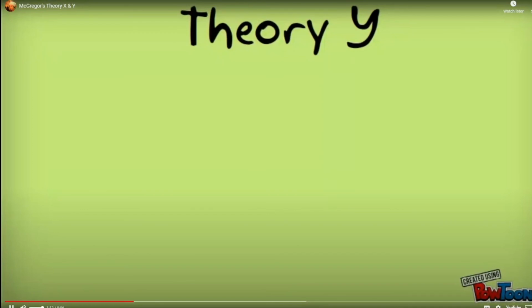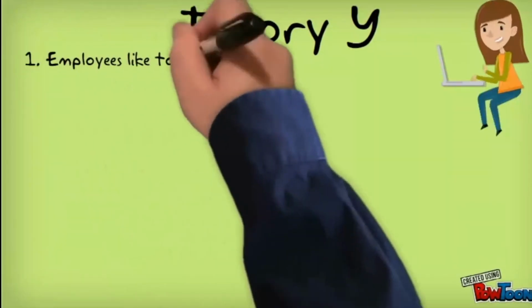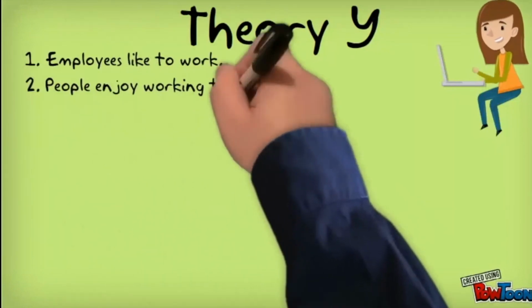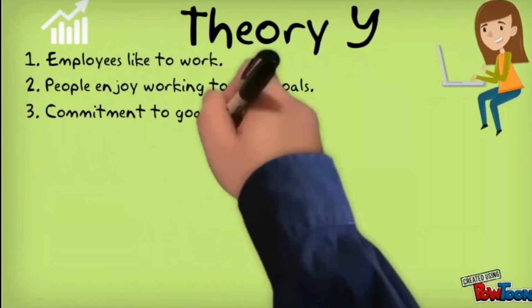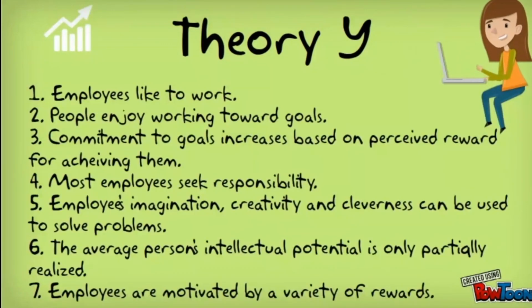As you can imagine, this is quite different from Theory X. A manager who tends to fall under Theory Y would assume that employees like to work, that people enjoy working towards a goal, that their commitment to goals increases based on the perceived reward for achieving them, that most employees seek responsibility, and that employees' imagination, creativity, and cleverness can be used to solve problems. They also believe that in an industry, the average person's intellectual potential is only partially realized. And lastly, people are motivated by a variety of rewards.